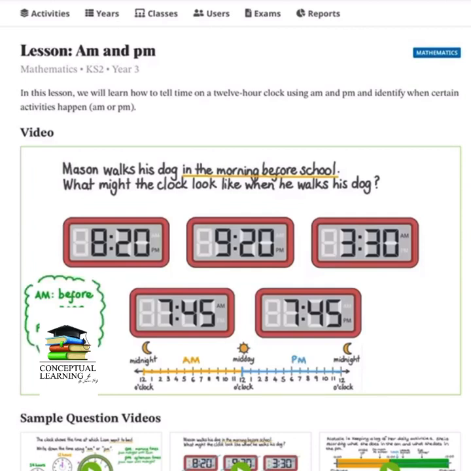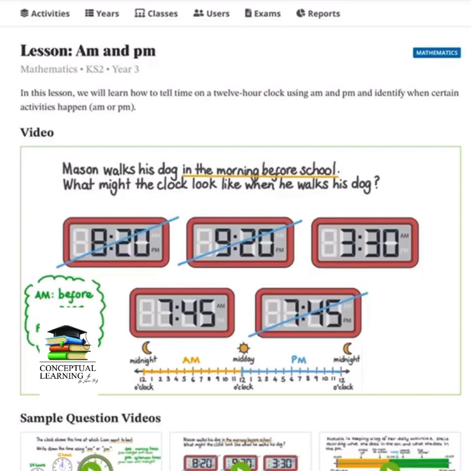Now, if Mason walks his dog in the morning, are we looking for an AM or a PM time? We're looking for an AM time, aren't we? Before noon. This means that although 8:20 sounds like it might be before school, 8:20 PM is actually in the evening. We can forget this time. And we can also forget 9:20 PM. There's one more PM time at the end that we can cross out too, 7:45 PM. So we're only left with two possible times in the morning, 3:30 AM and 7:45 AM.